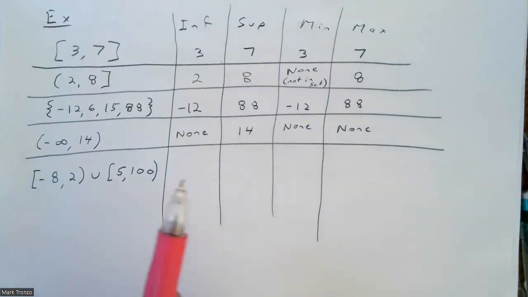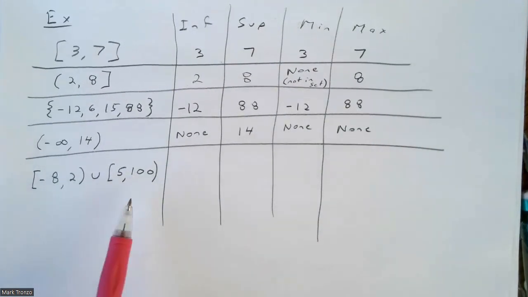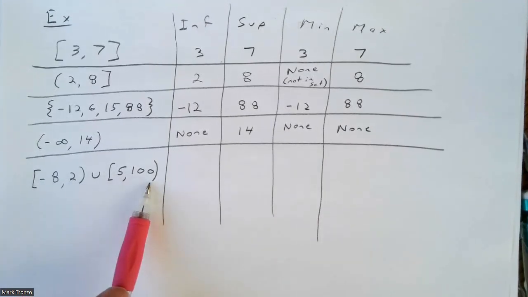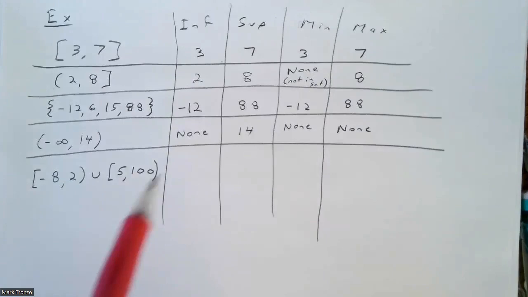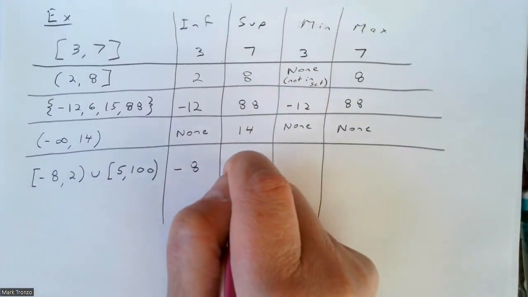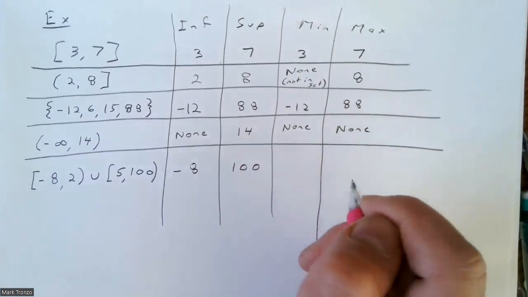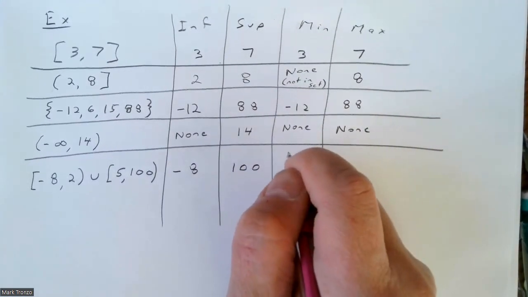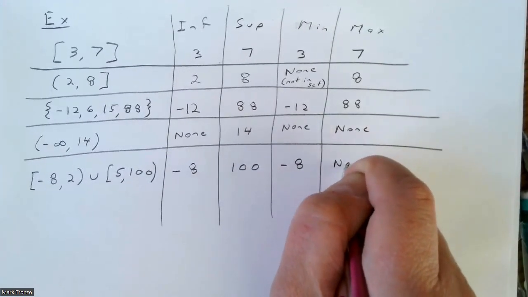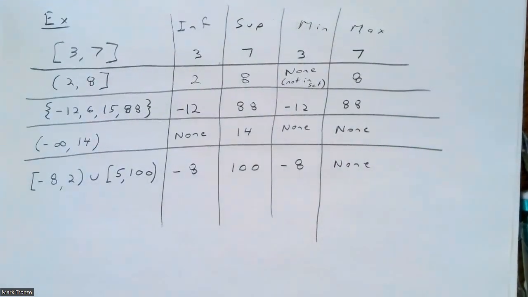And again, here, the fact we have a union doesn't really affect anything. You still look at the smallest and the largest. So once again, it's going to be minus 8 and 100. And minus 8 is in the set, and 100 is not there. Any questions on any of that? Any questions at all?